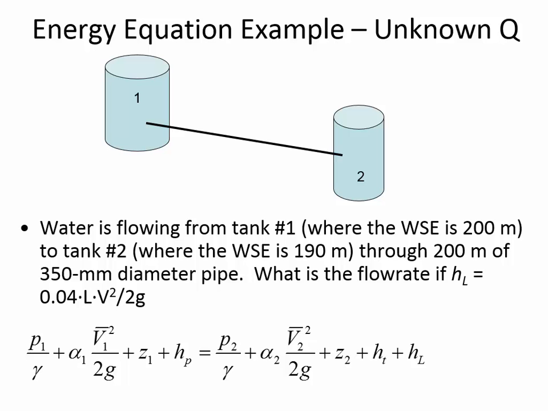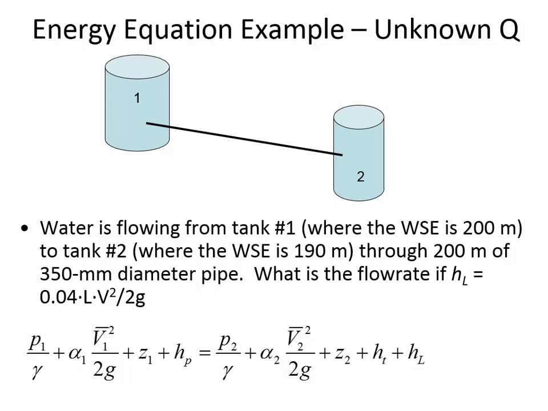We've got 2 tanks that are connected by a pipe, and we have a little bit of information about that pipe. We know that it's 300 millimeter diameter pipe. We've got the water surface elevation for the 2 tanks. So let me modify this one that I've already got here. We've got no pump or turbine between 1 and 2.